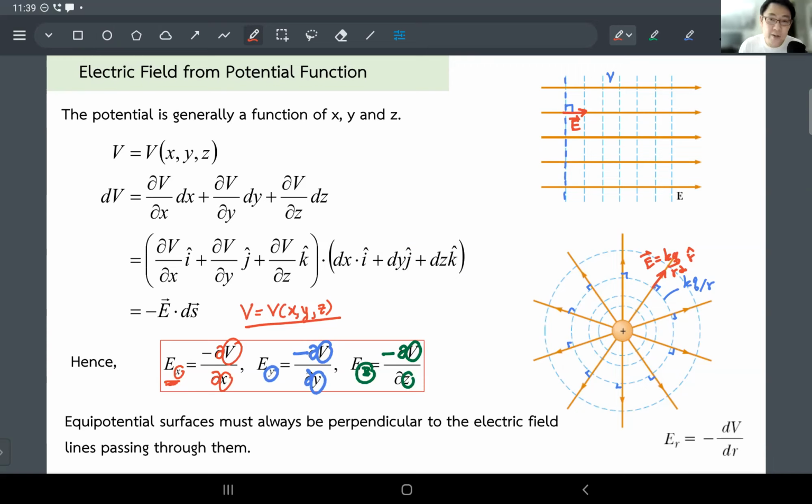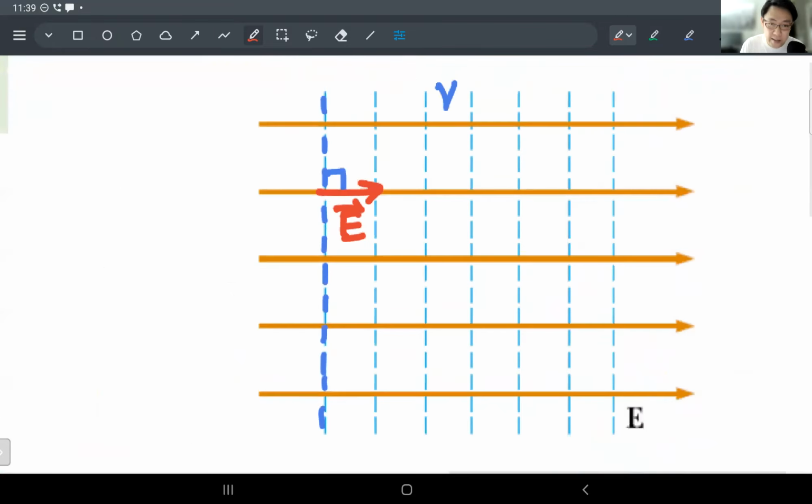And the negative sign that you slap in here and in there is just to agree with our convention that we define the electric field to point from high potential to lower potential. So that's why we need the negative sign. The negative sign just signifies that E goes from high to low. So that's why you have to go the negative way.